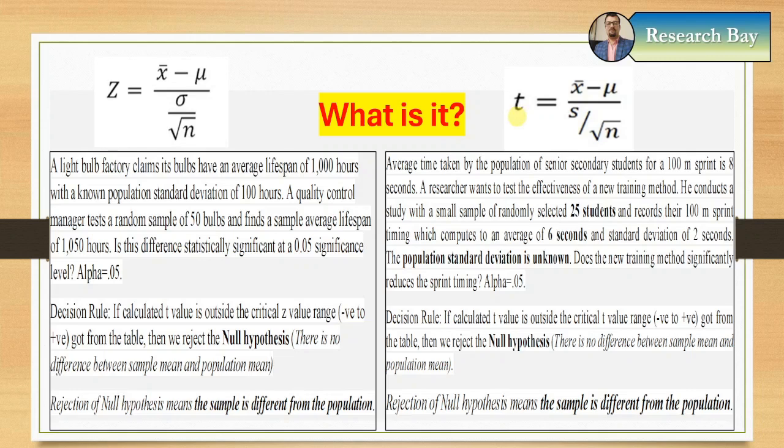is adjusted by taking the sample standard deviation, which you see here as S, whereas in Z-score we take the population standard deviation, which is known to us. So there is an uncertainty in the calculation of the T-score, because the sample size is small and we are taking the standard deviation of the sample. We don't know the population standard deviation over here.